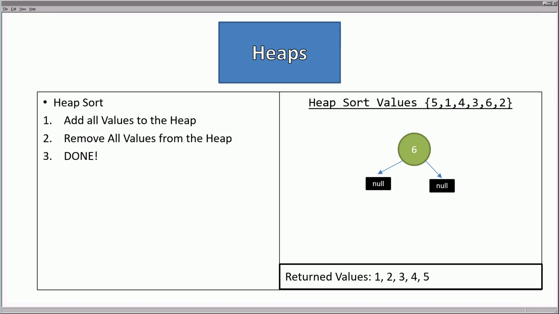Return that value. Now we only have one value left. Return it, and we're done. And notice that the returned values are 1, 2, 3, 4, 5, and 6. Now, let's see how we can implement heap sort given the code that we've written.